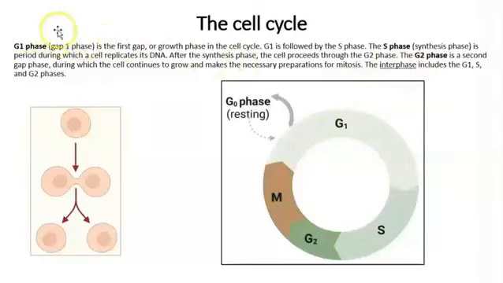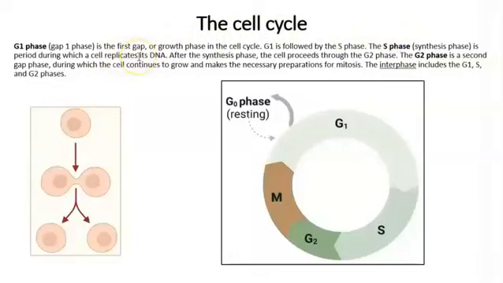G1 is when the cell is doing everything that the cell needs to do every single day. Eventually, the cell is going to say, okay, I need to divide. When the cell says, I need to divide, the cell will go into the S phase. The S phase is the duplication of the DNA, which is DNA replication.